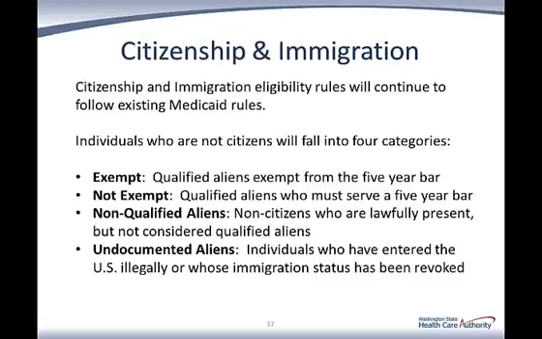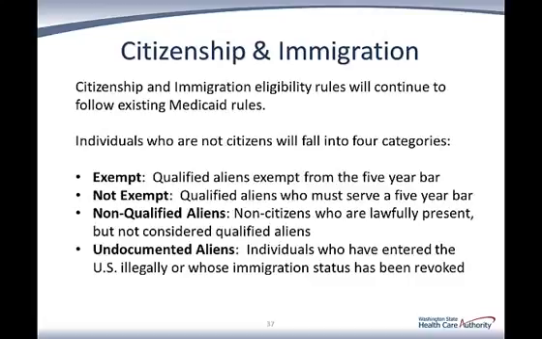The exempt category includes, but is not limited to, the following groups: refugees, asylees, Amerasians, victims of trafficking and their family members, and Cuban Haitian entrants. The next category is not exempt. These are qualified aliens who must serve a 5-year bar prior to becoming eligible for Medicaid.